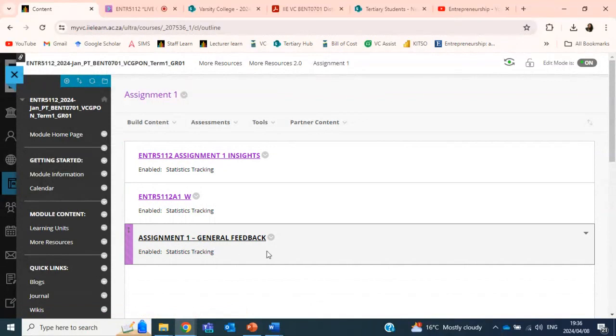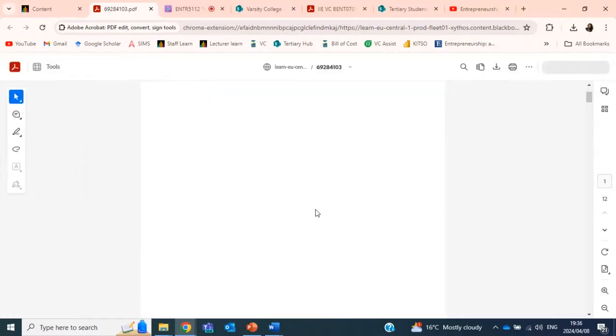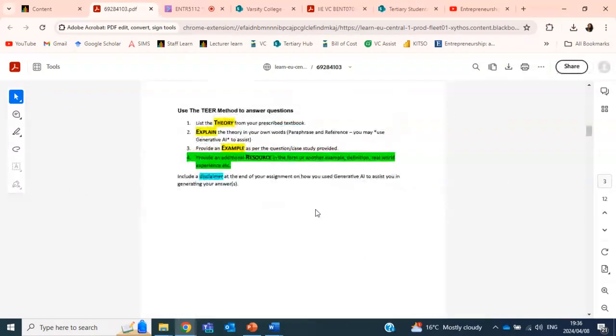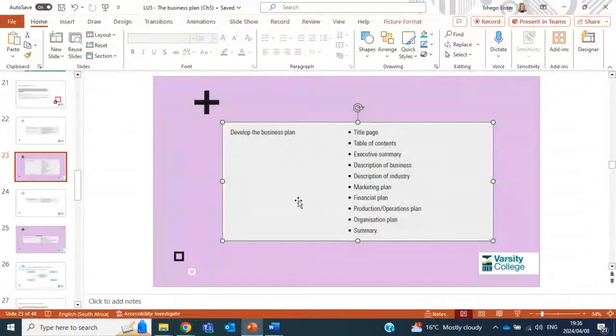So you will see there under assignment 1, general feedback, I've inserted a document there that's got everything. The reason why I bring this up is because one of the things I touched on in the assignment is how to answer theory questions. And I refer to the tier method. If you refer to the tier method, that's basically the approach that you should take for every single one of your assessments.